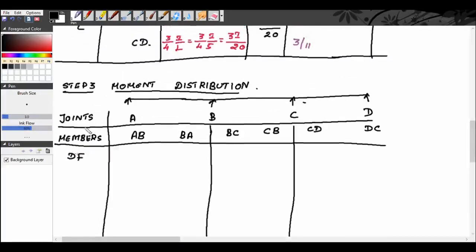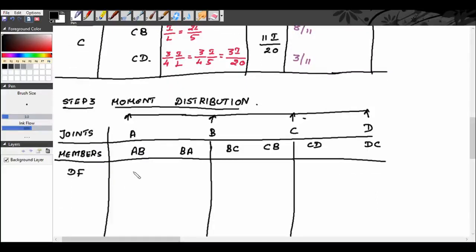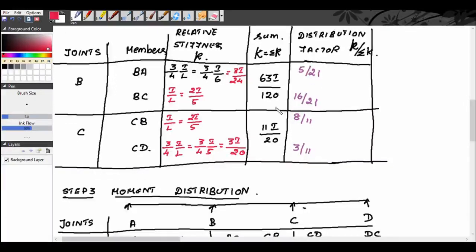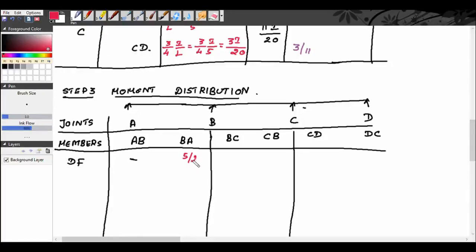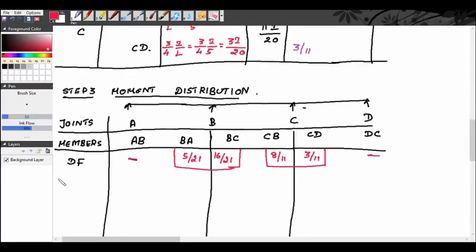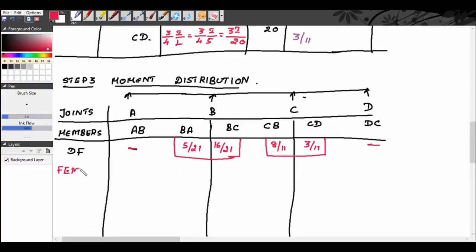So now we will write the distribution factors. We have already determined our distribution factors. There is no distribution factor for A. At B, the distribution factors are 5 by 21 for BA and 16 by 21 for BC. At joint C, for CB, the distribution factor is 8 by 11 and for CD, it is 3 by 11. At DC, we do not have any distribution factor, that means the distribution factor is equal to 1.